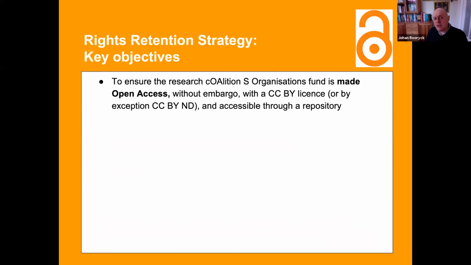So the rights retention strategy. What is the key objective of the rights retention strategy? Well, Coalition S organizations want to make sure that all the research that they publish, that their authors publish, is made available in open access with a CC BY license and without embargo. That is essential. That is the essence of Plan S. So that has to be achieved one way or another.